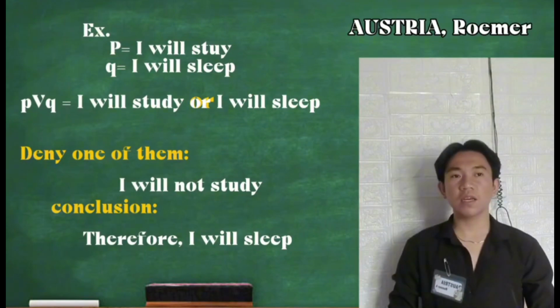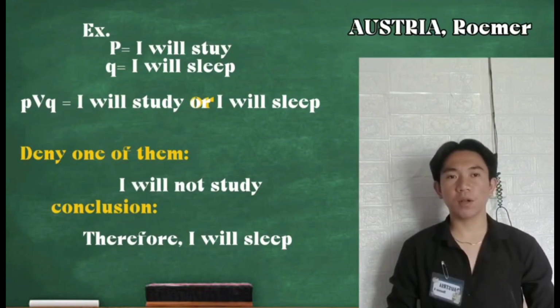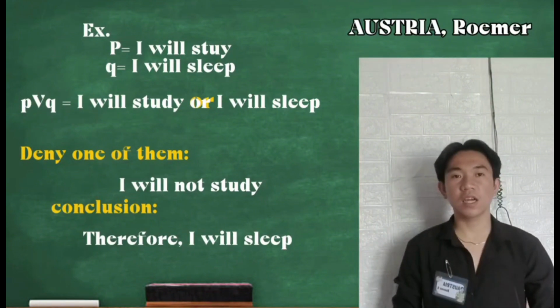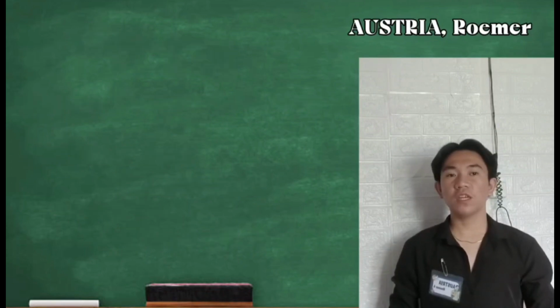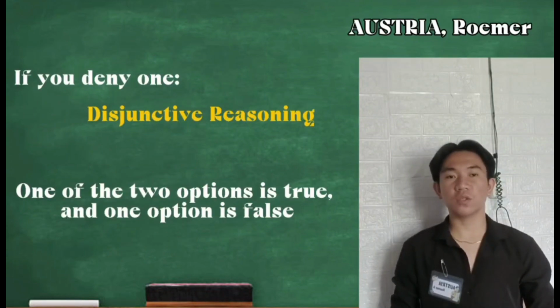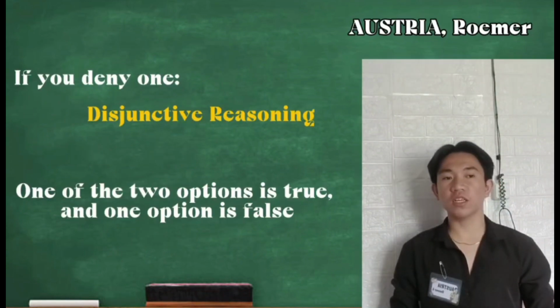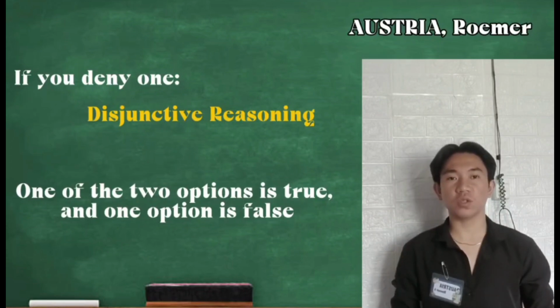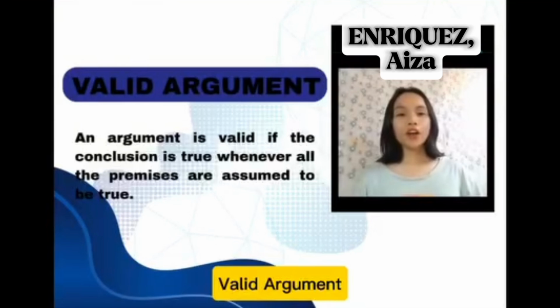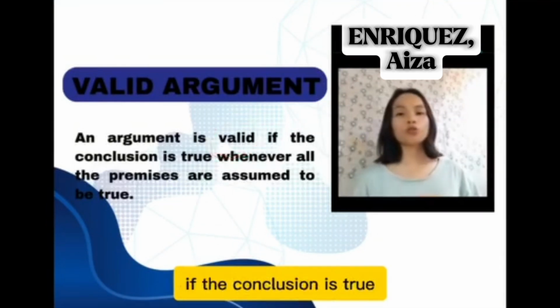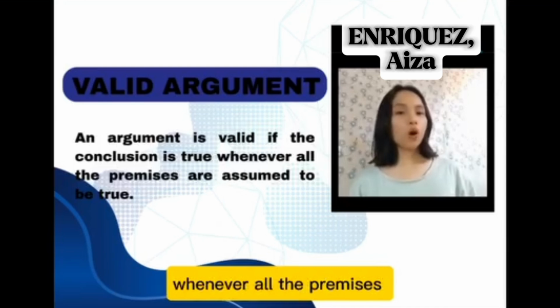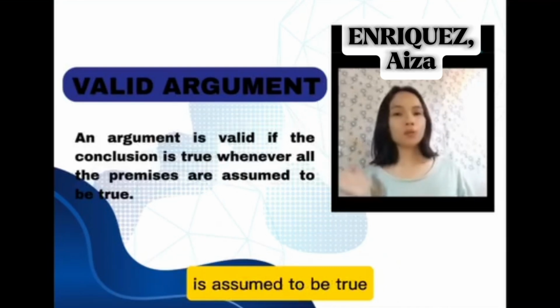Deny one of them, say one is false. Example, I will not study. So the conclusion: therefore, I will sleep. If you deny one, this is disjunctive reasoning. One of the two options is true and one option is false. This is disjunctive reasoning, a valid argument. An argument is valid if the conclusion is true whenever all the premises are assumed to be true.